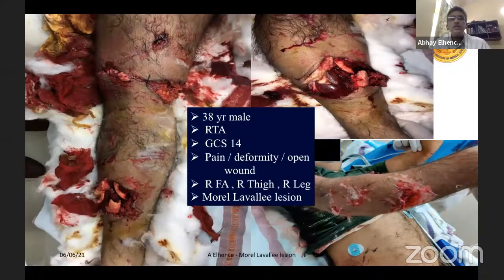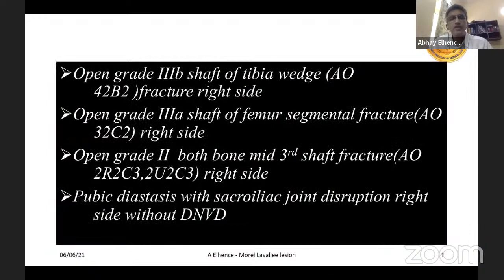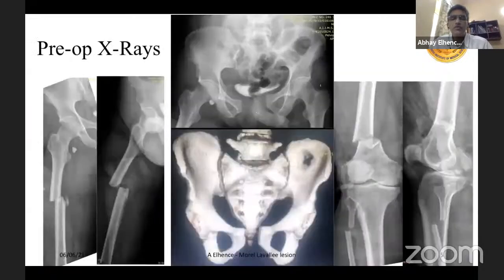So we start with a patient, a young adult male. As Rakesh mentioned, these are all breadwinners of the family, male patients, road traffic accidents. He had a GCS which was fair, and presented with pain, deformity, and open wounds, and fractures of the right forearm, right thigh bone and leg, and had a Morel-Lavallée lesion also, extending from the thigh to the gluteal region. This patient had an open 3B wedge fracture of the tibia, a 3A segmental fracture of the femur, a both bone fracture of the forearm, and an APC injury of the pelvis.